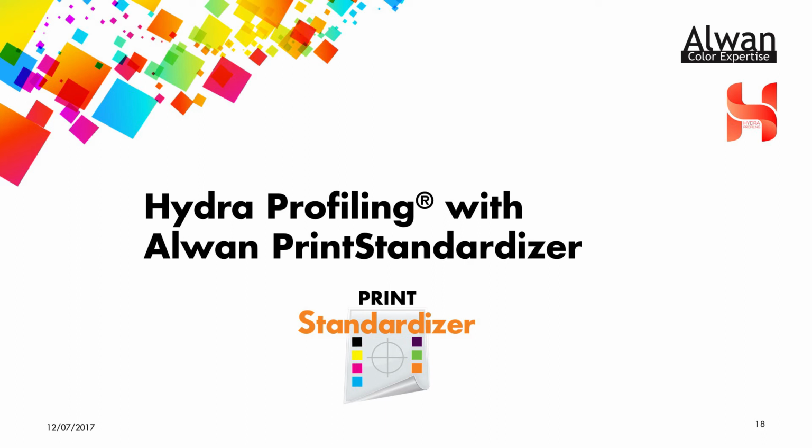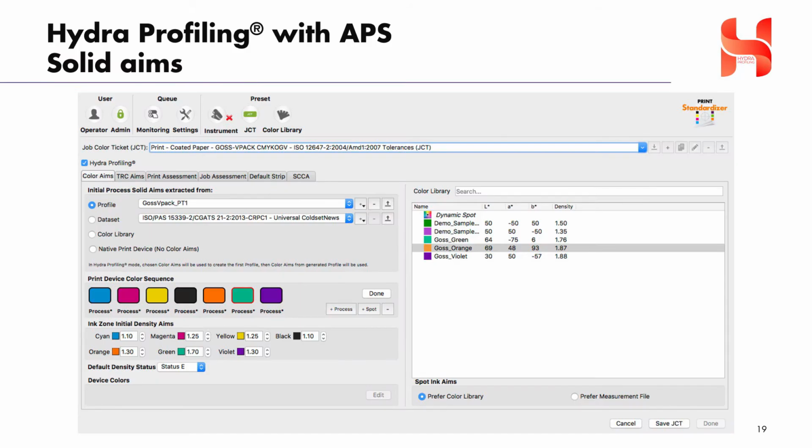So let us see how this can be done with Alwan software, starting with PrintStandardizer. And I'm starting with PrintStandardizer here for the simple reason that for me today, and I would like to share this excitement with you, without PrintStandardizer, I cannot imagine that we can have a controlled press room with predictable output quality. As you know, digital as well as conventional print devices are not stable. Ambient conditions can change.